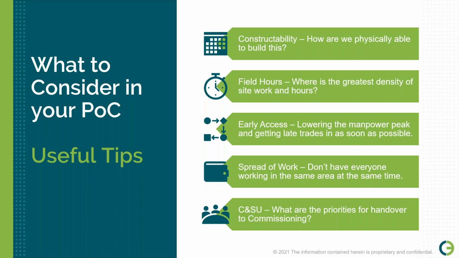And conversely, spread of work. Don't have everybody working in the same area at the same time. And that also goes to that field hours thing. You don't want to have 500 people working in a 1,000 square foot area at one time. It doesn't work. So look at your manpower densities. Look at how much stacking you're going to have, both in terms of different trades, but also in terms of the verticality. Are you planning to have people working above other people and dropping stuff on them and having welding sparks going everywhere? So look at how many people you're going to have in each area. And then, as we talked about, commissioning and startup, what are the priorities for handover?